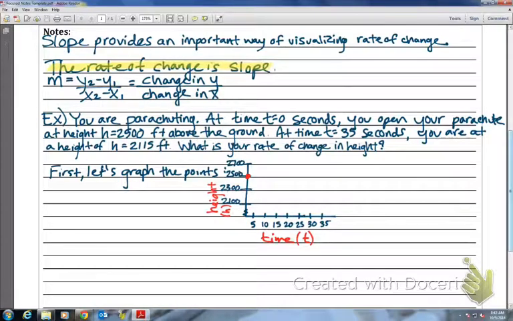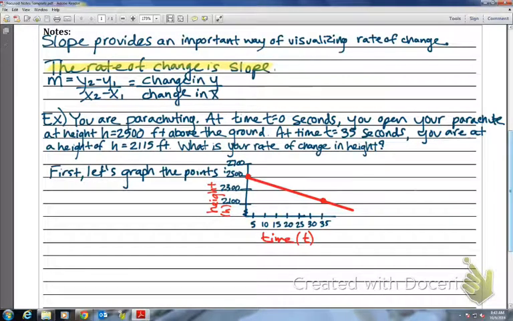So it says for our first point at t equals 0, so over here at 0, I'm at 2,500 feet. So I put a point here at 0, 2,500. All right, and then if I go a little bit further, I have a point over here at 35 seconds, and then 2,115 feet. So I have 2 points, and I can connect that line. So I'm going to connect it with a straight line. So I have my picture, I have my graph, I have my points.